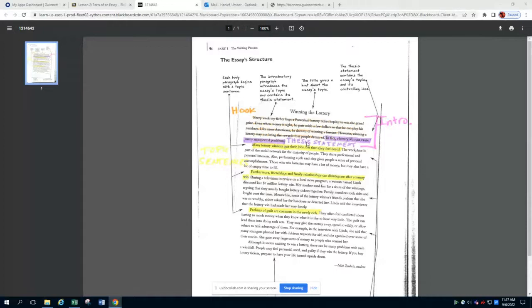So I'm going to give you guys a minute, less than a minute. I want you to read that first paragraph of Winning the Lottery, and then we'll go over it.